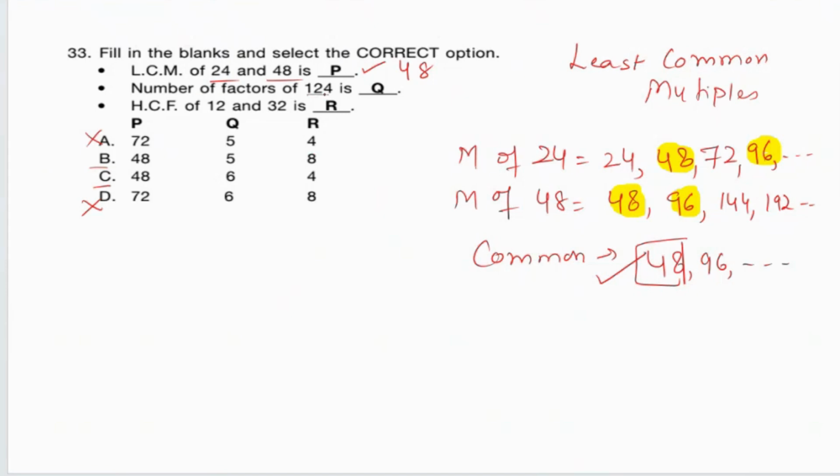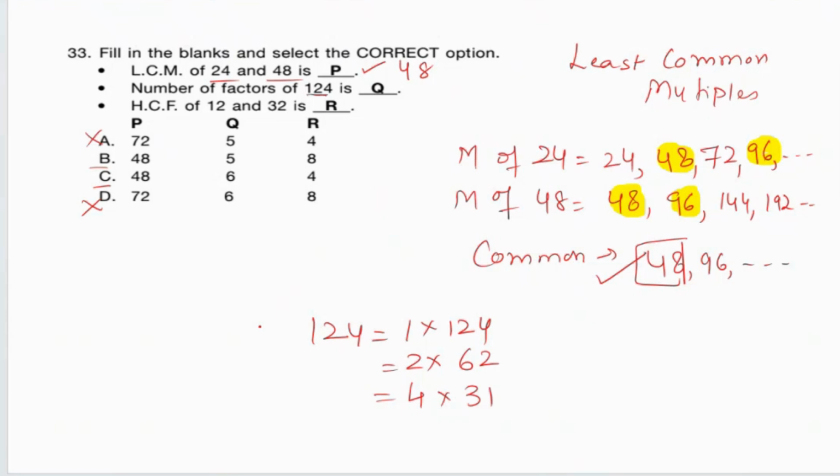Number of factors of 124. Factors means in which table they are coming. So 1 is a factor of every number. 1 into 124. If I divide by 2, I am getting 62. If I divide by 3, it is not possible. Dividing by 4, I get 31. Dividing by 5 is not possible. 6, not possible. 7, tell me, can you divide? 7 ones are 7, 7 fives are 35, 7 fours are 28, it is not possible.